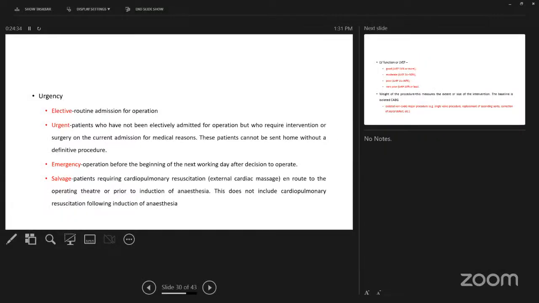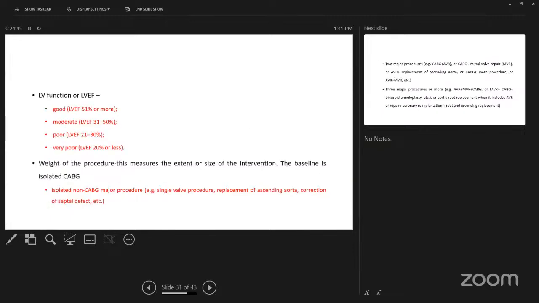Is it elective, or urgent, or an emergency like a type A dissection, or salvage, as when the patient is having external cardiac massage? The LV function: is it above 51%, or moderate if it's 31 to 50, poor from 21 to 30, or very poor if it's less than 20%? And the weight of the procedure: is it a single procedure, or for example CABG plus aortic valve replacement, or MVR, or replacement of the ascending aorta with the aortic valve?